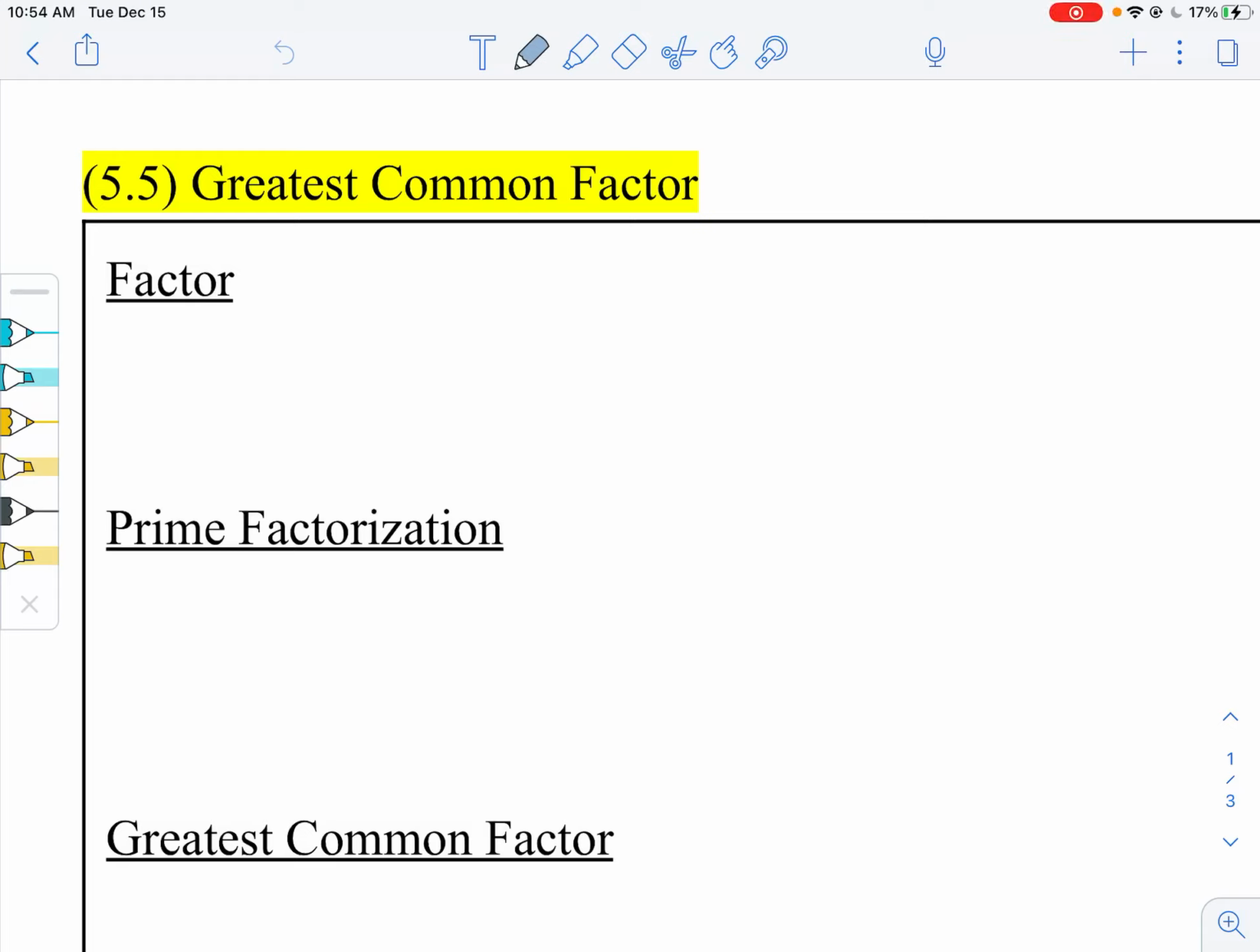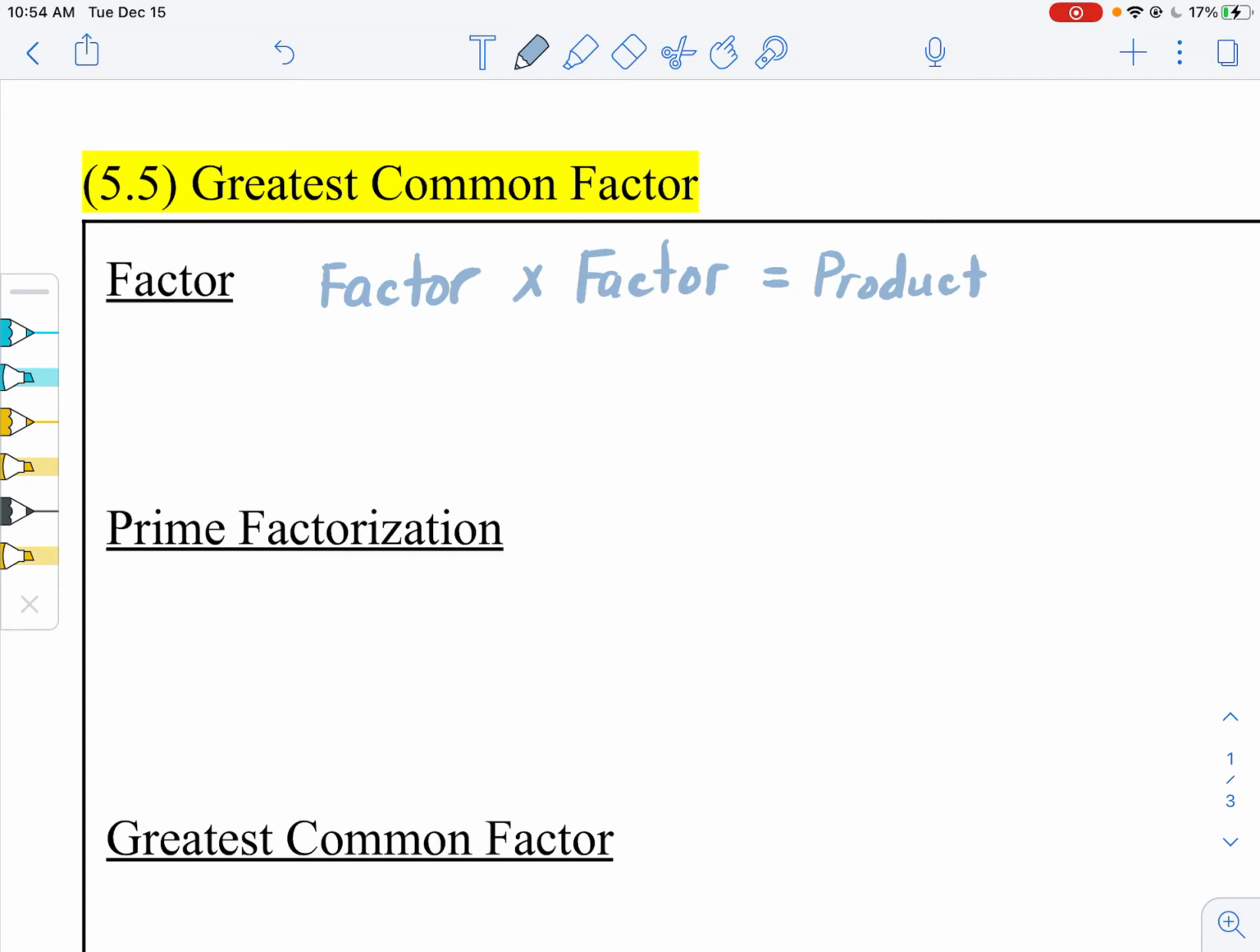In this video, we are going to learn about the greatest common factor. So a factor is a number that multiplies to get to a product. I like to think of a factor times another factor will get us to the product of whatever given number we're talking about.